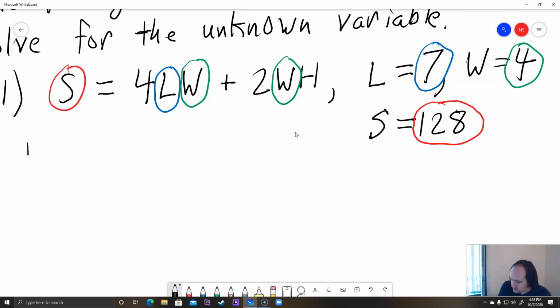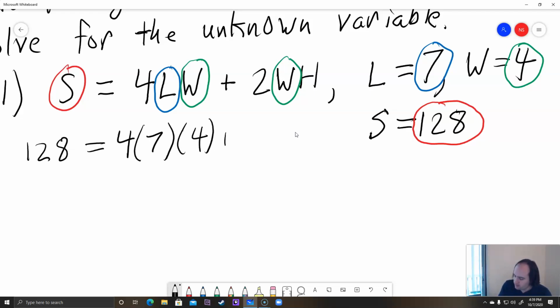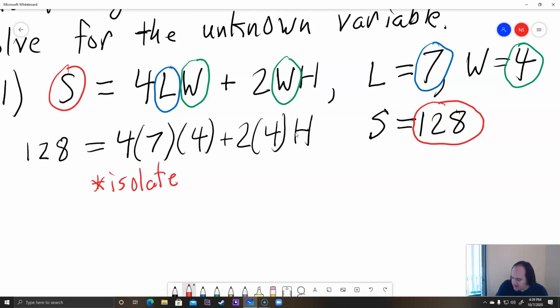So that's going to give us 128 equals 4 times 7 times 4 plus 2 times 4 times h. We don't know what h is in this problem. They didn't tell us what h is, so h here is going to be the unknown variable. It's the one we have to solve for. Okay? So our goal here is to isolate h. That's what we're shooting for. Because h is the only variable that's left. So that's what we're going to do.